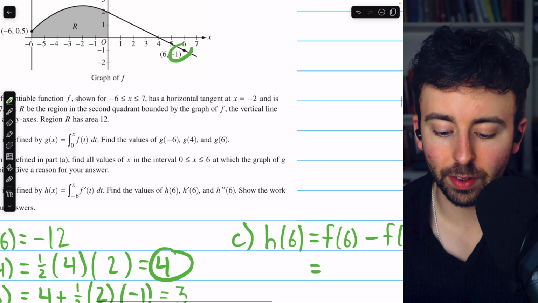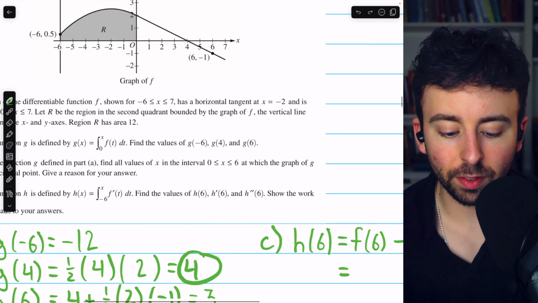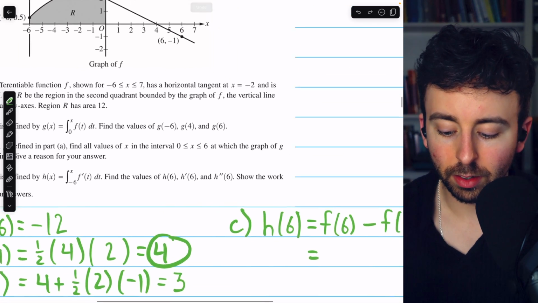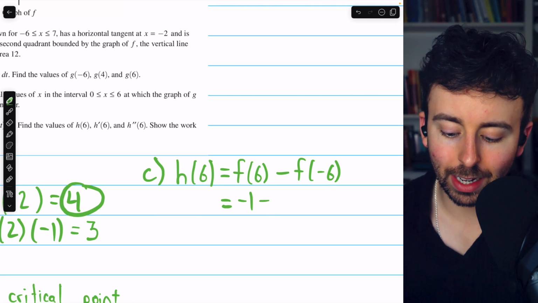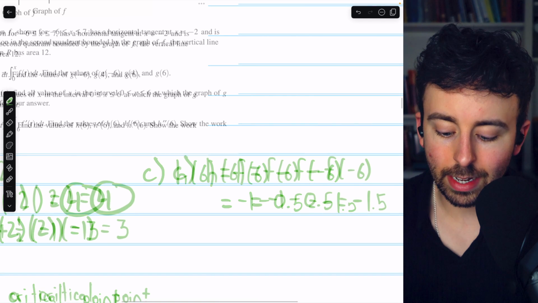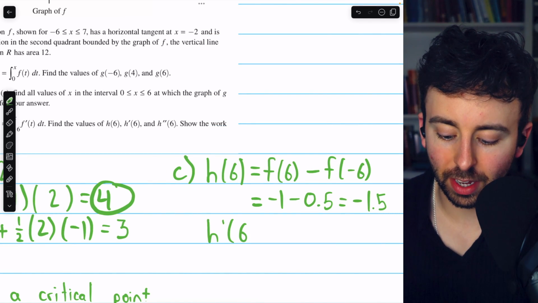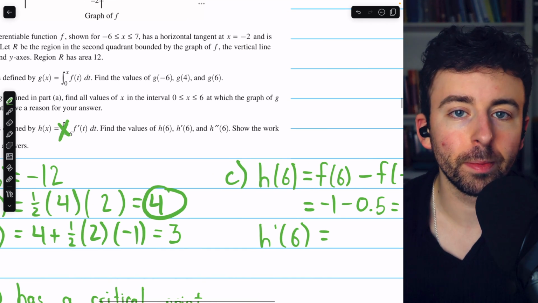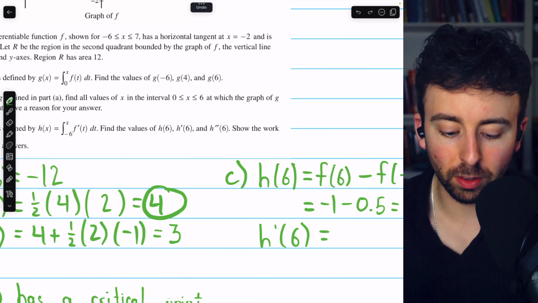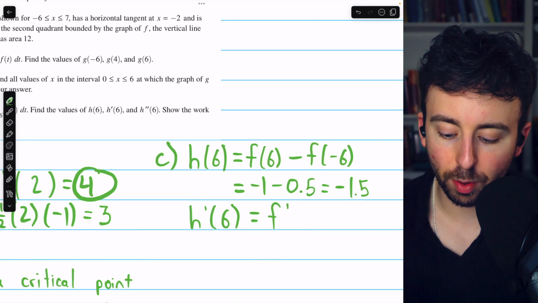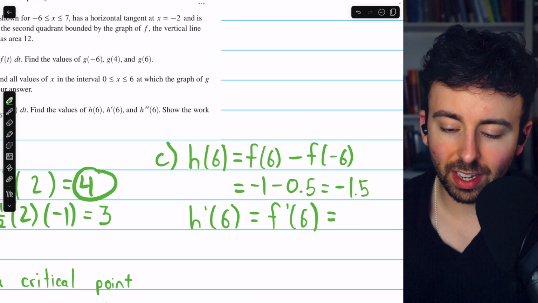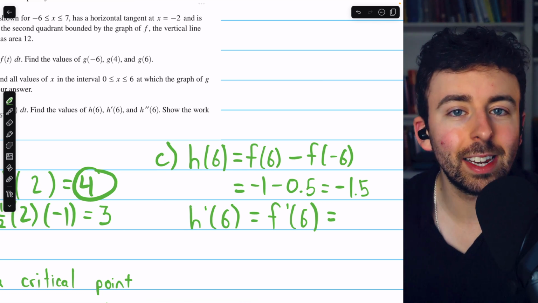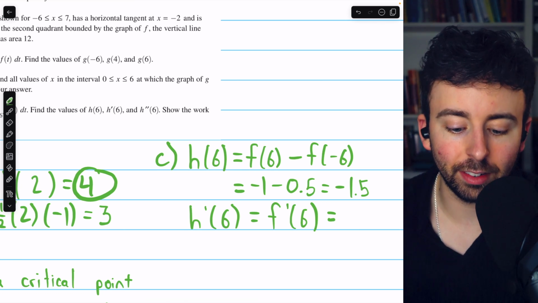We can find these values from the graph. F of 6 is given as negative 1, and f of negative 6 we see is 0.5. So this is going to be negative 1 minus 0.5, and so the answer is negative 1.5. Now, what about h prime of 6? Well, the derivative just undoes the integral, so h prime of 6 is actually just going to be f prime of 6. H prime of 6 equals f prime of 6, and f prime of 6 is the slope of the line tangent to f at x equals 6.